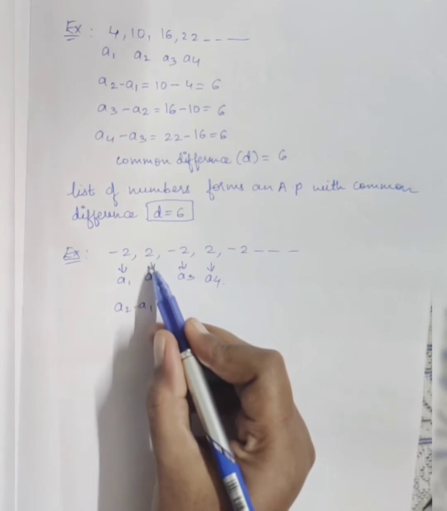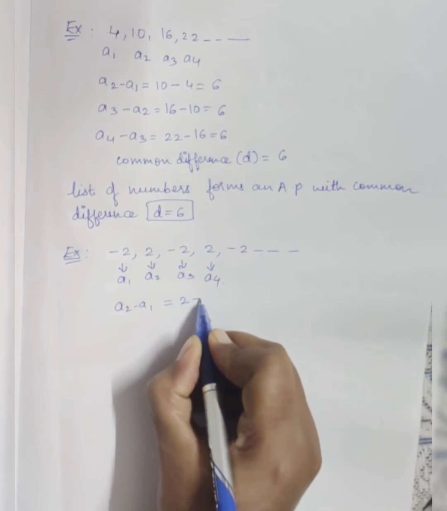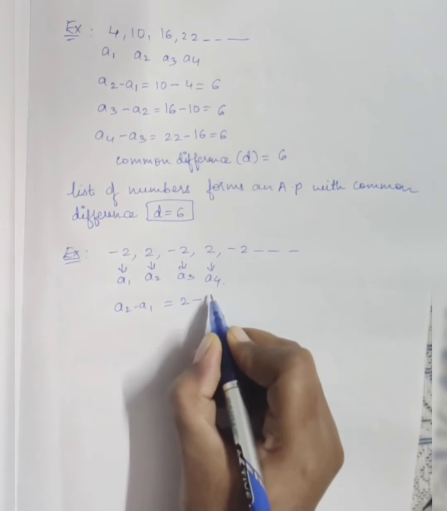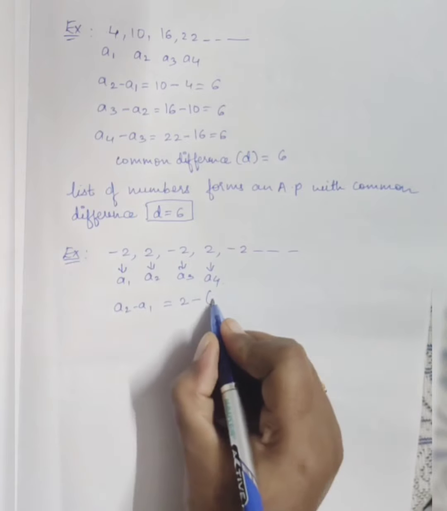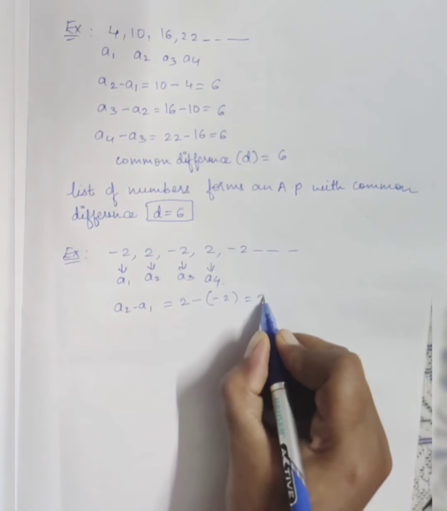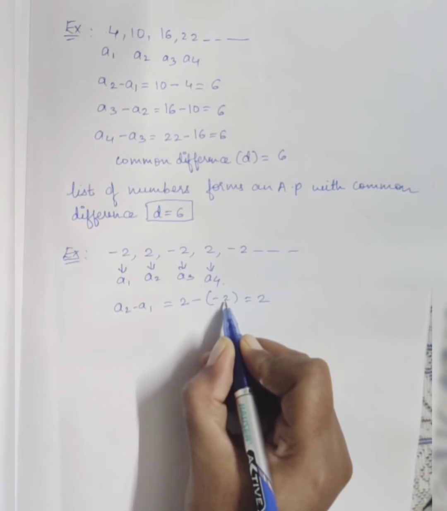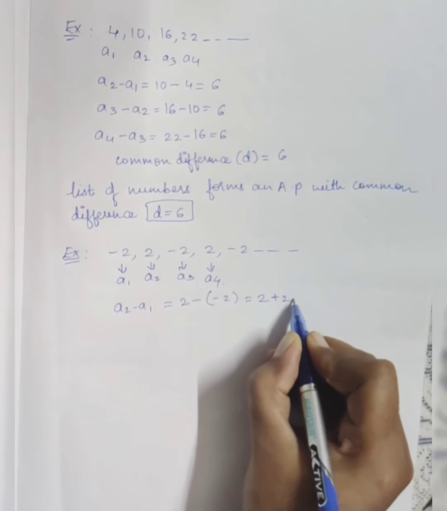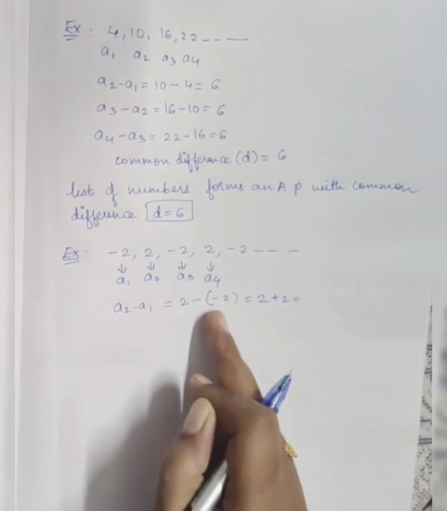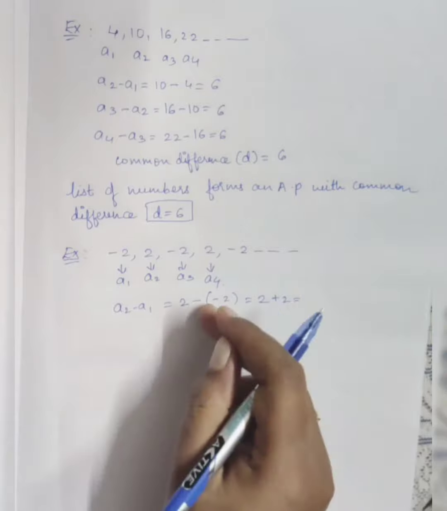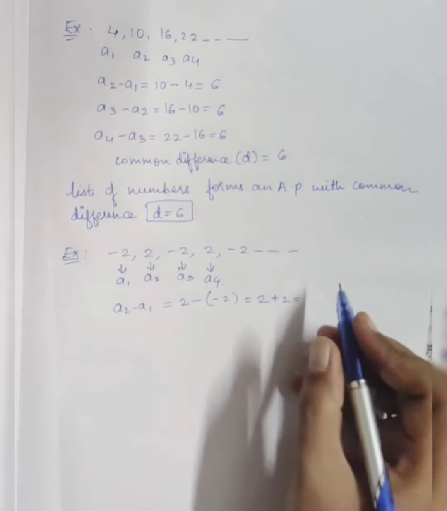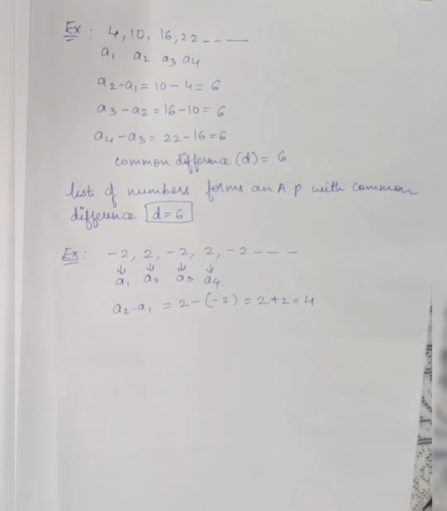Here A2 is nothing but 2, with the minus sign as it is. Then A1 is minus 2. So what are you going to get? 2 minus into minus 2 will be plus. You already know this: minus into minus will be plus. If you multiply both the minus signs, you get the plus sign. So 2 plus 2 will be 4.